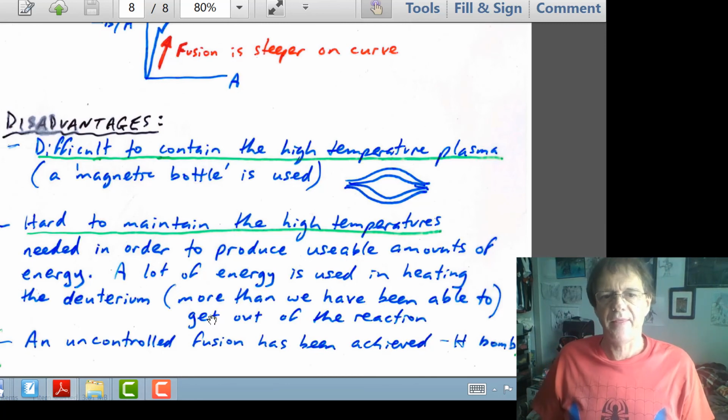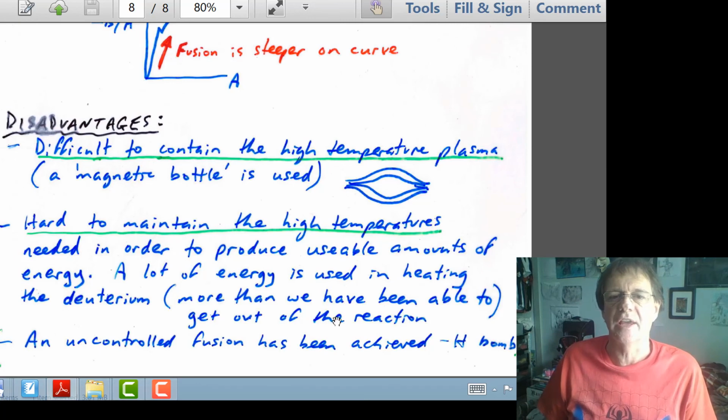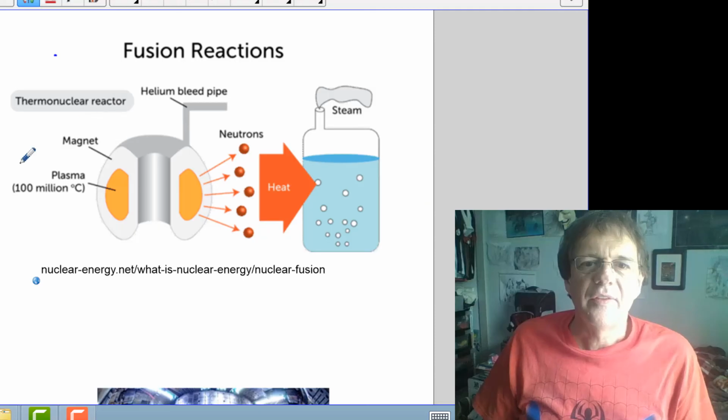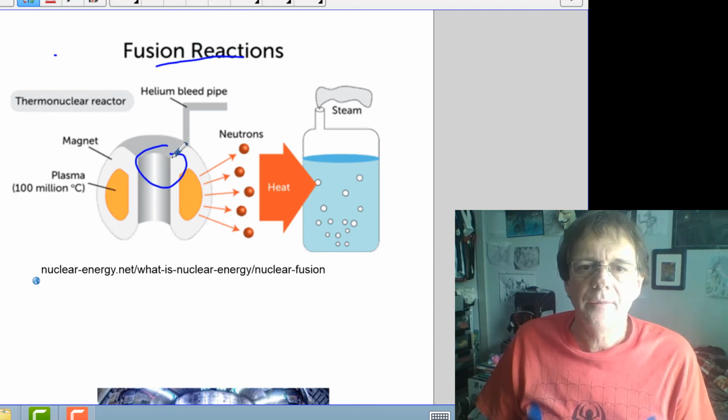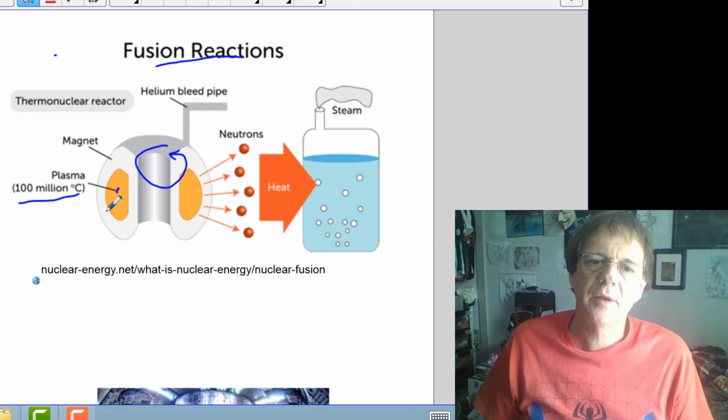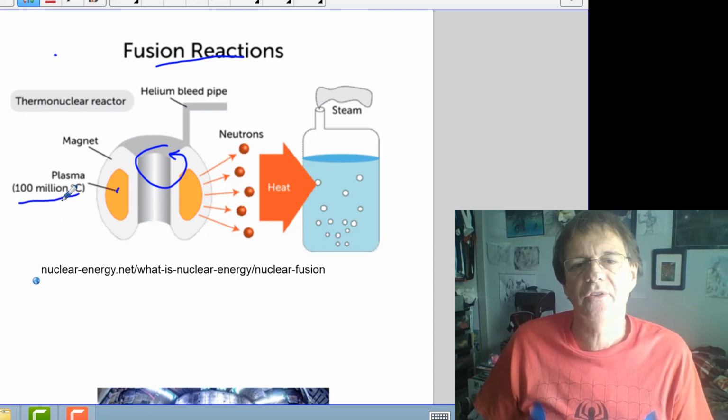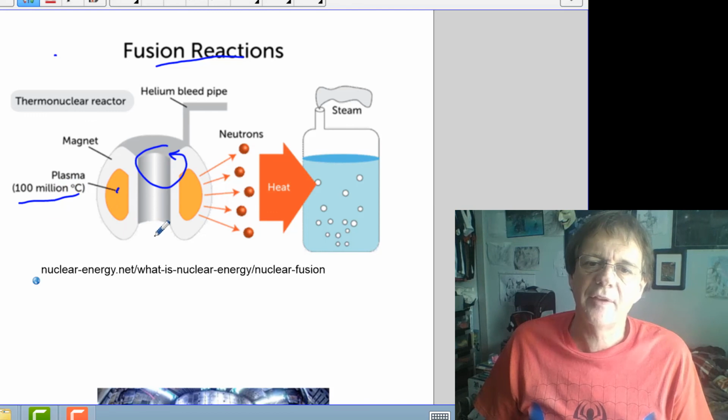Okay. There has been an uncontrolled fusion reaction achieved in the form of the hydrogen bomb, but what we're trying to do here is actually have a controlled reaction to produce energy for society. All right. So this would be the idea here with the fusion reactor: some sort of a magnet generated by coils here in a donut shape. You'll get the plasma to about 100 million degrees Celsius and being contained by that magnetic field.